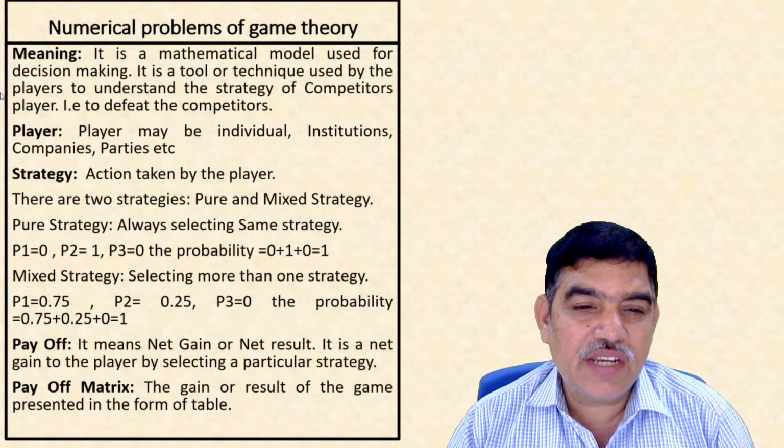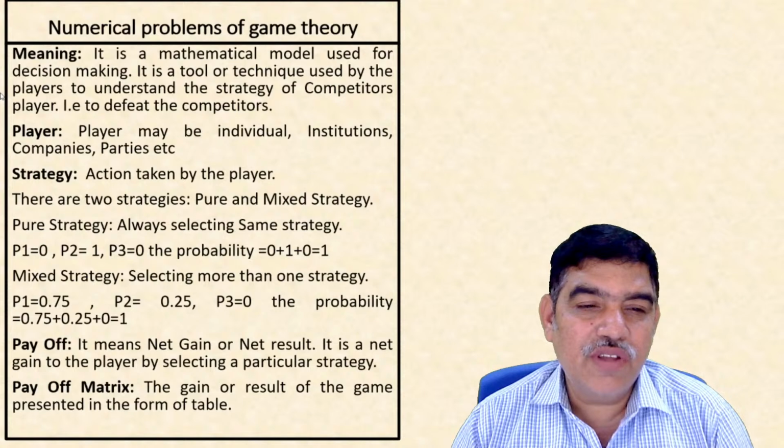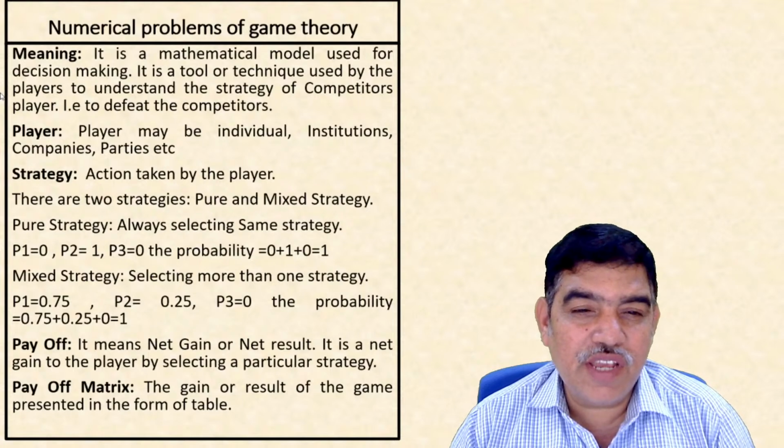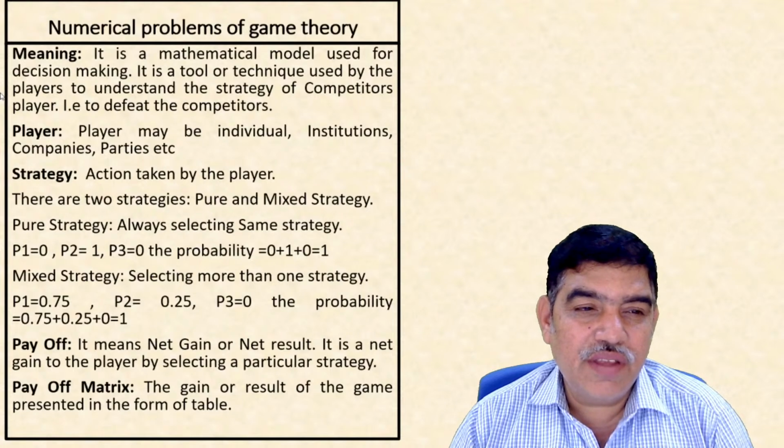Probability to select the third strategy is 0. Then the probability is what? 0 plus 1 plus 0, that is 1. Hence the probability for gaining is 1 in pure strategy.